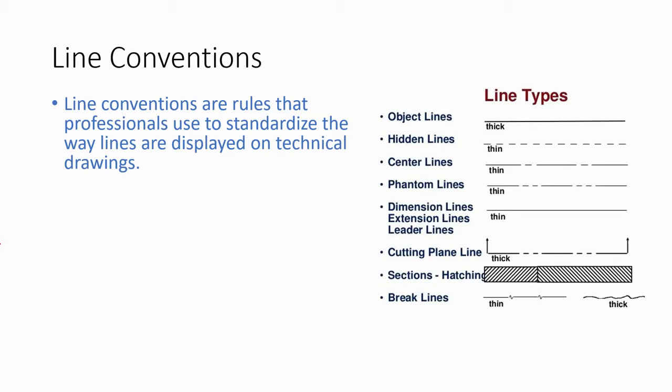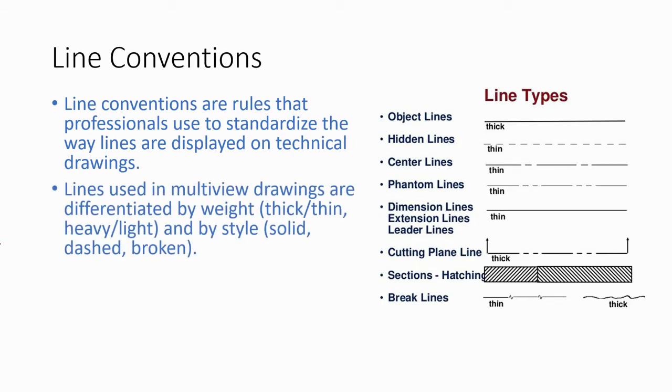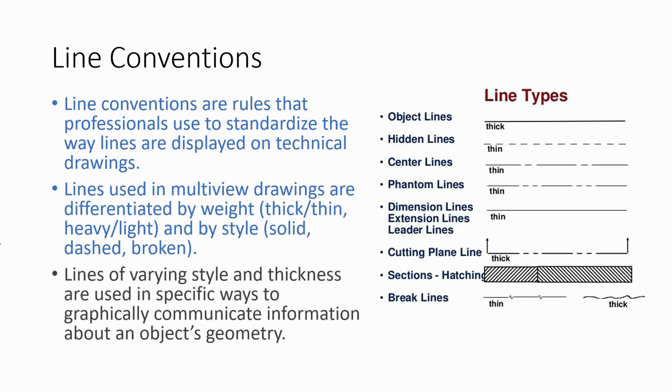So line conventions are rules that professionals use to standardize the way lines are displayed on technical drawings. Lines used in multi-view drawings are differentiated by weight, either thick or thin, heavy or light, and by style, either bold or dashed or broken. Lines of varying style and thickness are used in specific ways to graphically communicate information about an object's geometry. If you look at the picture to the right, you can see that we have object lines, and object lines are drawn very thick, and those lines actually create the object that we're trying to design.